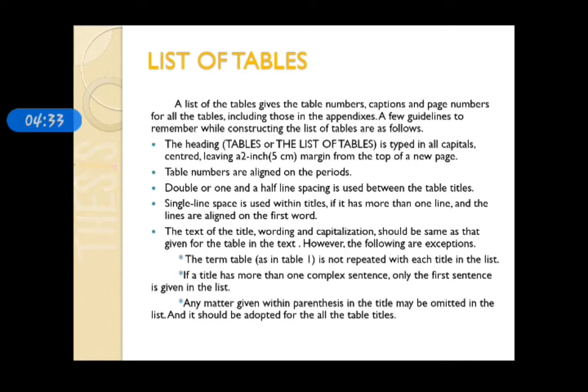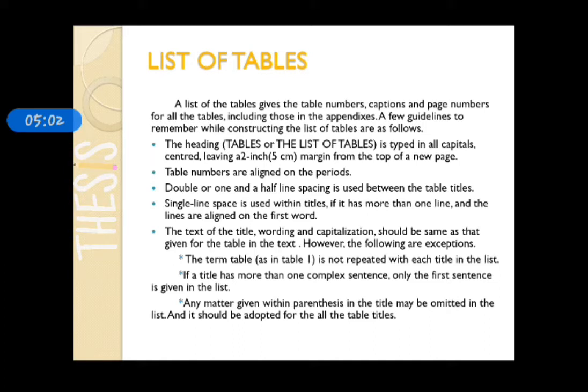Table numbers are aligned on the periods. Double or 1.5 line spacing is used between the table titles. Single line space is used within titles. If it has more than one line, the lines are aligned on the first word. The text of the title, wording, and capitalization should be same as that given for the table in the text. However, the following are the exceptions. The term table is not repeated with each title in the list.